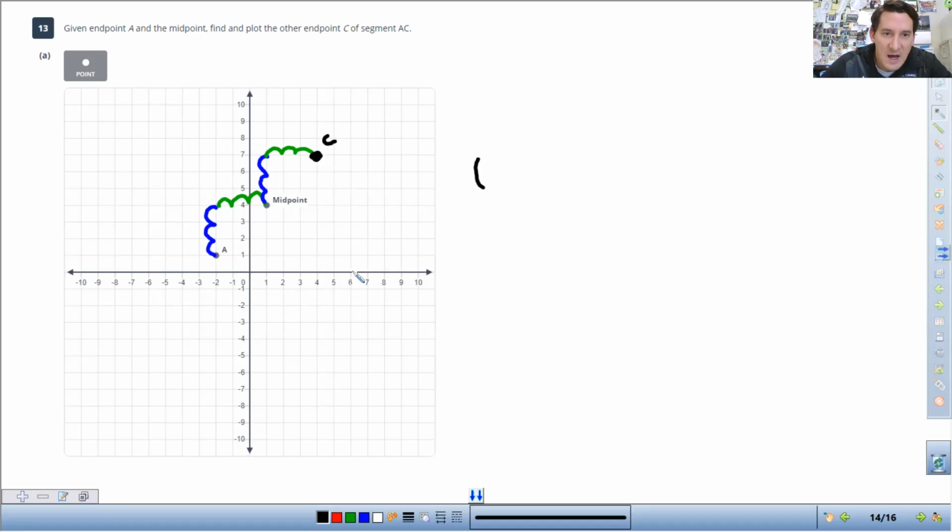So that's the X coordinate. If I go down to the X is 4. The Y coordinate, go over to the Y is 7, or 7.